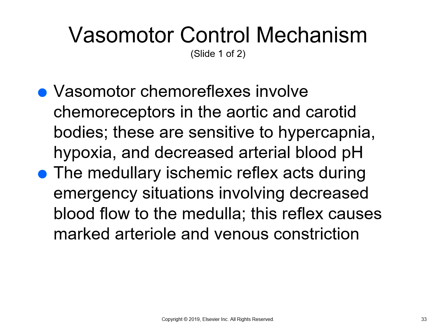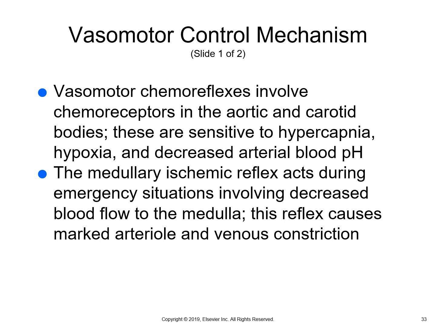All right, now we're focusing on how the body controls blood vessel diameter using those chemoreflexes and also the medullary ischemic reflex to help regulate that blood pressure and also circulation. So those vasomotor chemoreflexes basically involve chemoreceptors found in the aortic and the carotid bodies, and those receptors monitor changes in the blood chemistry. Specifically, they can detect hypercapnia, which is high carbon dioxide, hypoxia, which is low oxygen levels, and also decreased blood pH, which means that the blood has become too acidic.